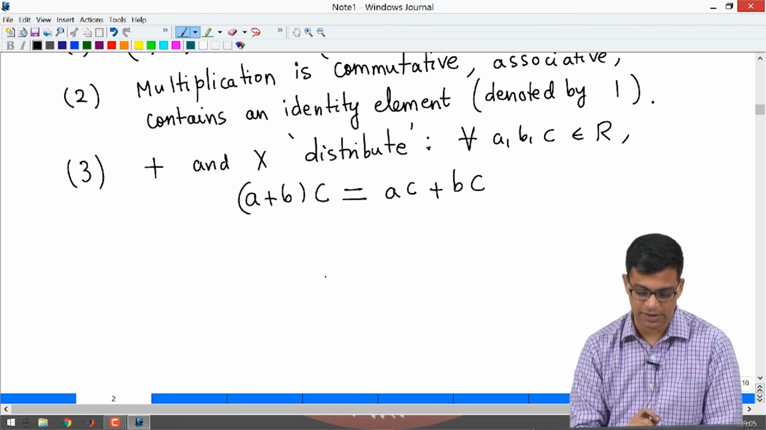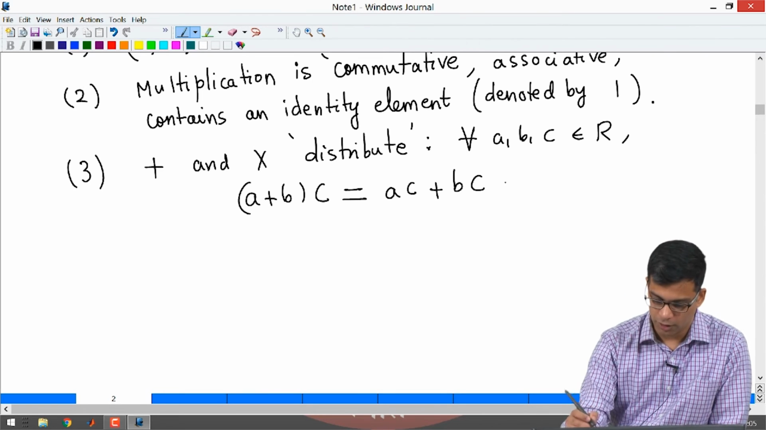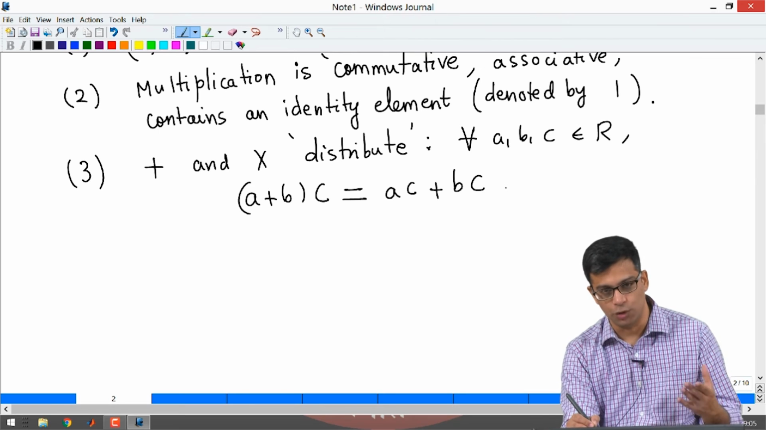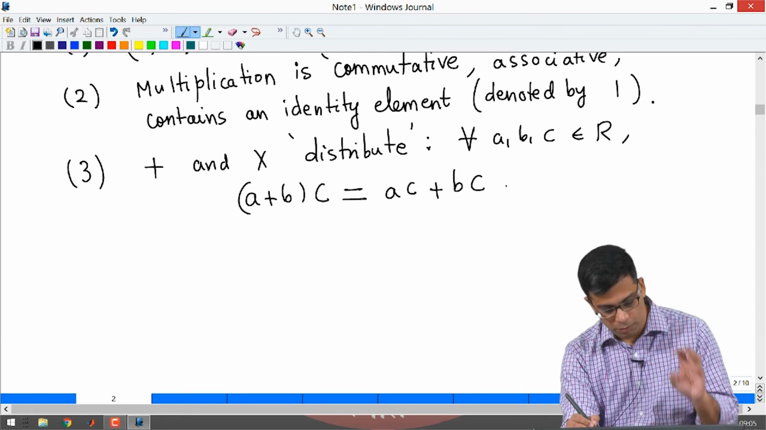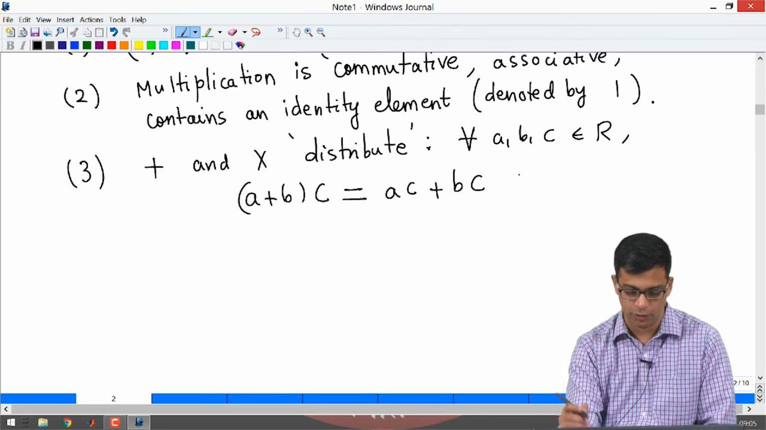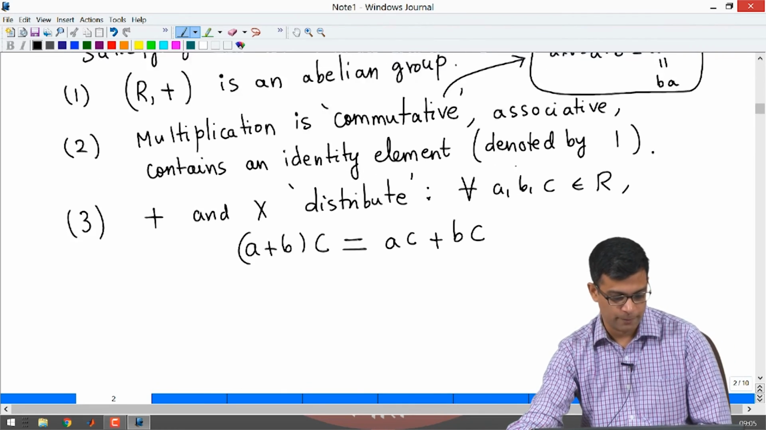So, we need to insist specifically on this property. This is a very natural and obvious property in the sets that we are used to, but it is not guaranteed to be true always. So, we need to insist on it. These are properties of a ring.